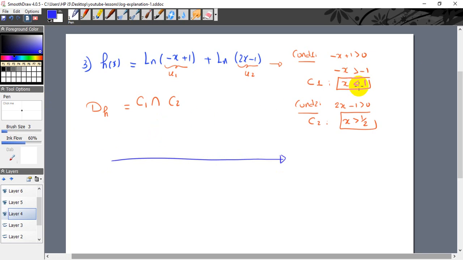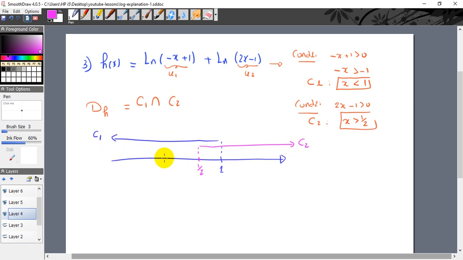The first condition, x should be less than 1. This is the one on the number line. Less than 1. Let us make this one dotted. Less than 1. So this is condition 1. For condition 2, x should be greater than half. This is half, as you know. We need x greater than half. Okay. This is condition 2.